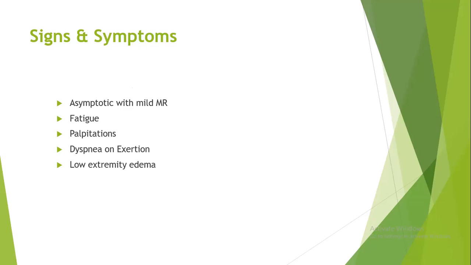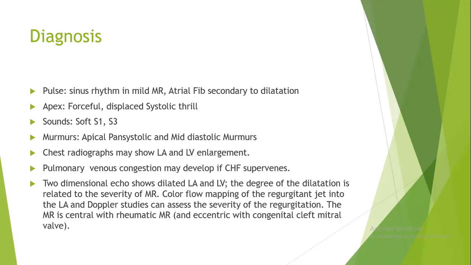With the signs and symptoms, some patients are asymptomatic with mild regurgitation, and some patients present with a history of fatigue and palpitations, dyspnea on exertion, and lower extremity edema. On diagnosis, on pulse, there's usually sinus rhythm with mild regurgitation, and atrial fibrillation secondary to dilatation.